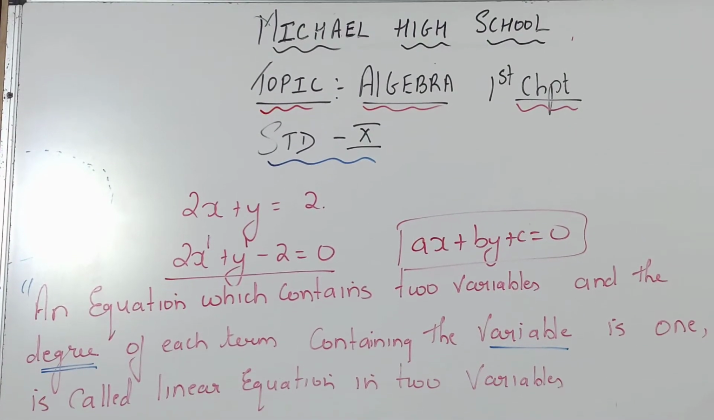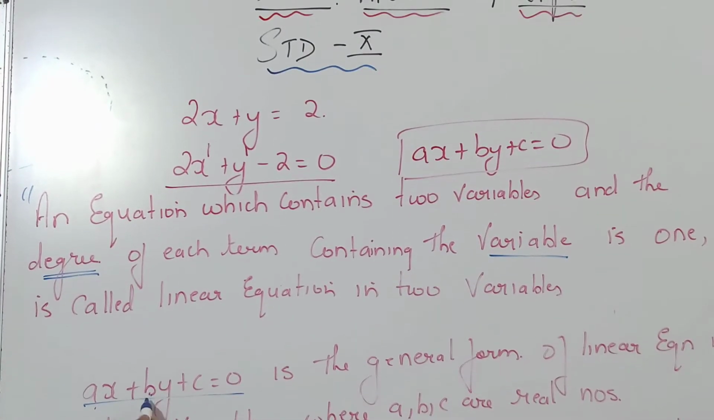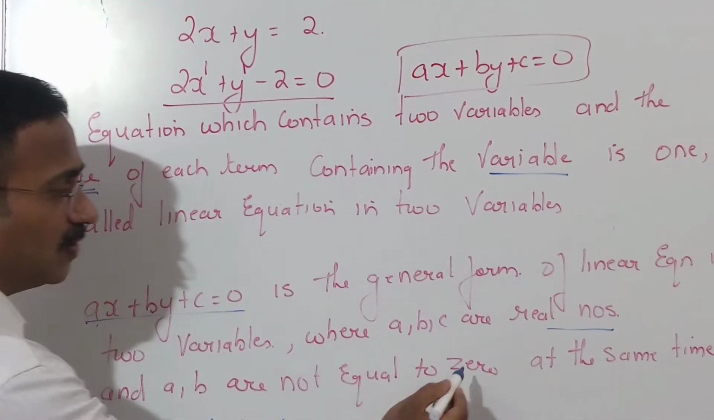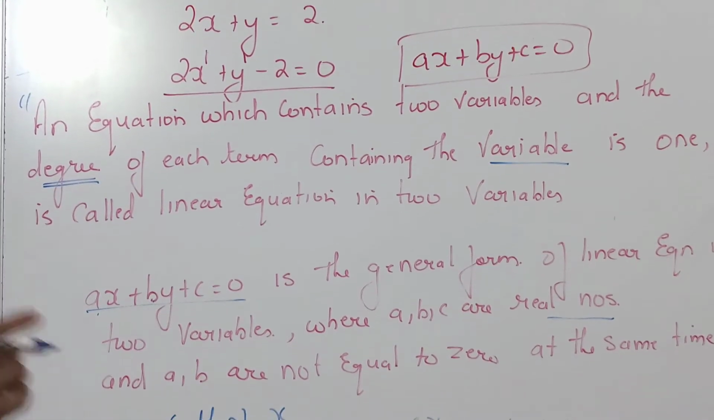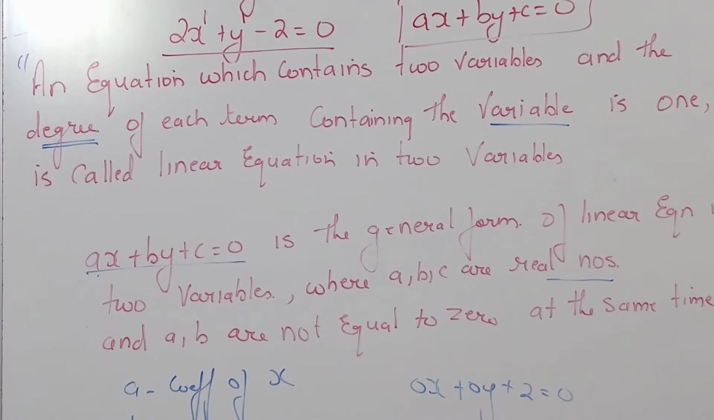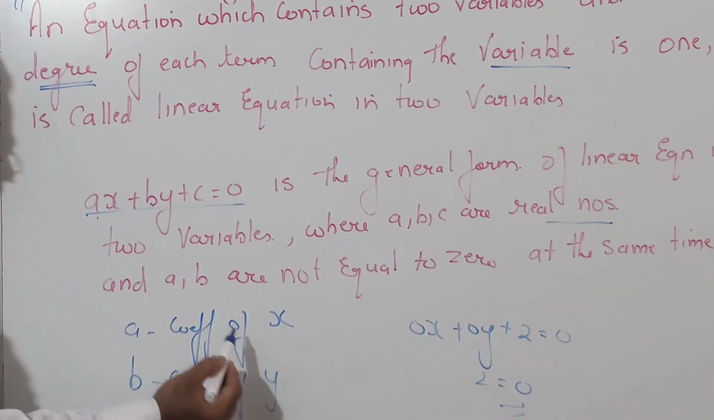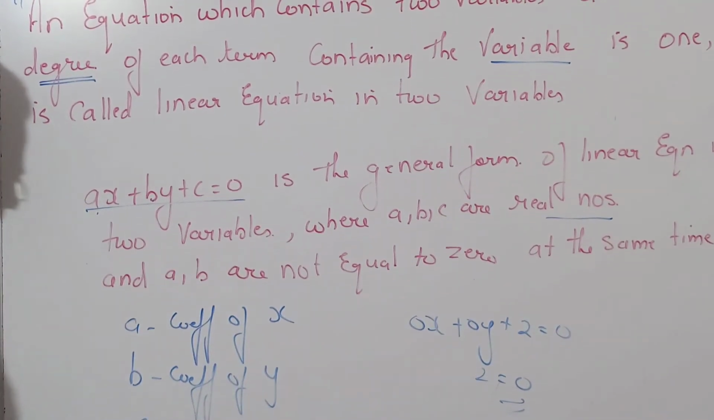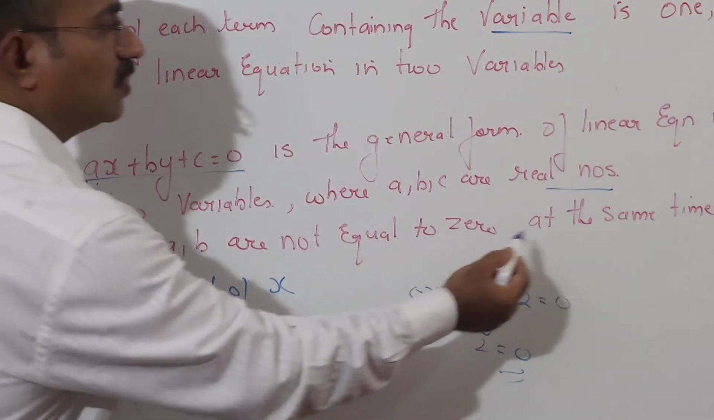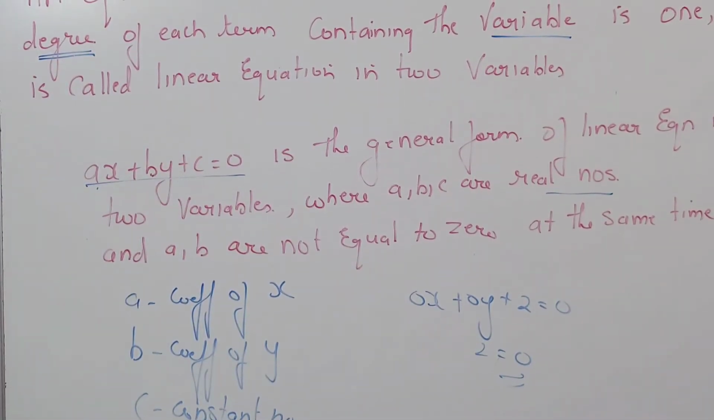As I explained earlier, the general form of linear equation is ax plus by plus c, where a, b and c are real numbers. Please mind you, a and b should not be equal to 0 at the same time. Please remember, if it becomes 0, it will not be a linear equation. A is the coefficient of x, b is the coefficient of y, c is a constant number. Mind you, a and b should not be equal to 0 at the same time, because then it does not become a linear equation in two variables.